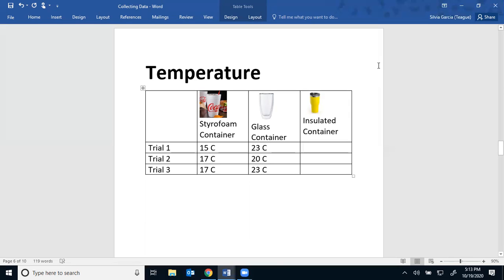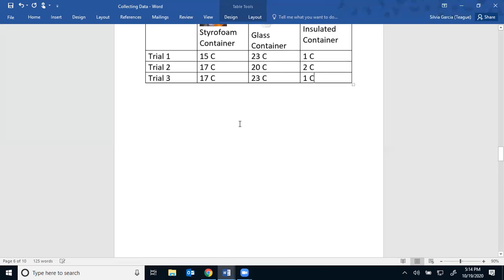And then I would do the exact same test, but in my insulated container with the same amount of liquid, the same amount of ice, the same amount of time. And let's say that it measured 1 degree Celsius the first time. I empty it out. The second time it measured 2 degrees Celsius. I emptied it out. This is a lot of hours that I'm putting in here. Perhaps I can do one every day. And the third time, my third trial, the temperature measured 1 degree Celsius. So this is how I would record temperature.